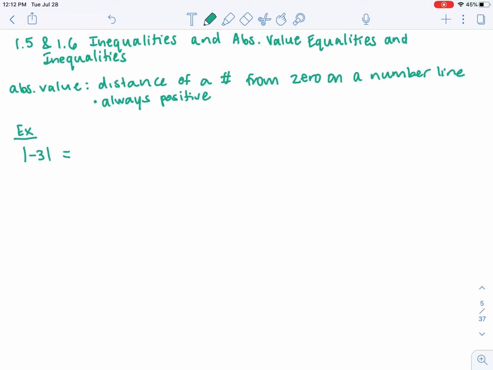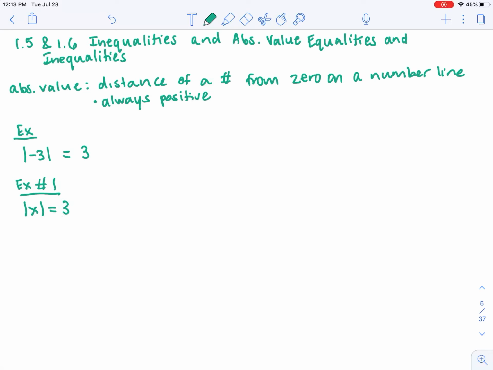So as a quick example, when we first saw this and we saw absolute value of -3, we would say, well, how far is -3 from 0? The distance away would be 3. So when we get used to absolute values, we just think of it as it's always positive because it represents the distance.